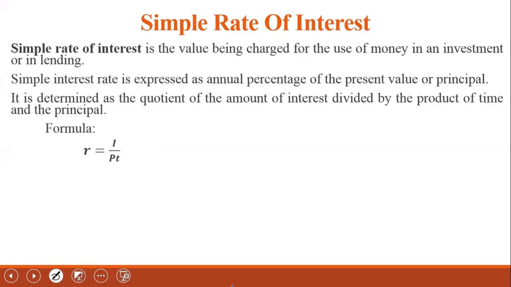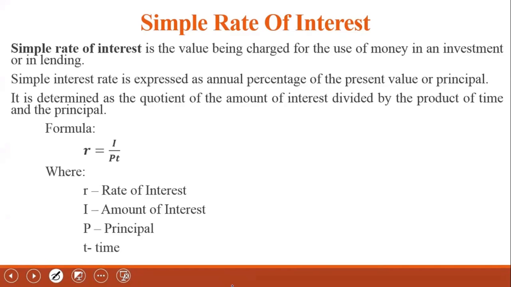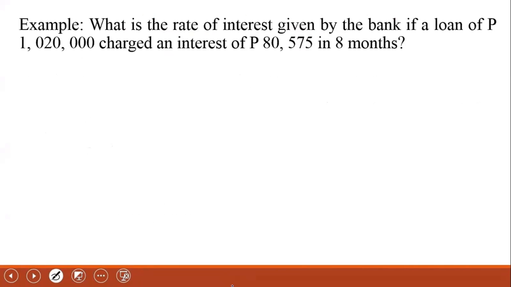Right? So, here's the formula. The simple rate of interest is equal to the interest divided by the product of time and principal. Okay, R is equal to I over PT. Ayan. So, yung R natin, yung rate of interest, I is the amount of interest, P is the principal, T is for the time. Okay? Oh, how is that? Paano natin ka-calculate yung simple rate of interest?